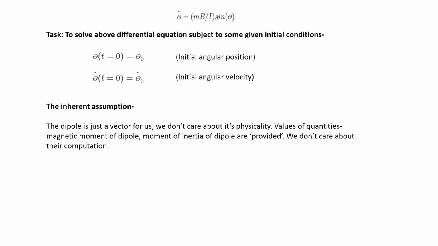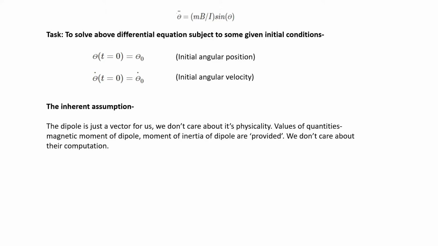So before we do that, it is also important to note an inherent assumption about this simulation we are going to do. It is as following, that the dipole is just a vector for us. We don't care about its physicality. Values of quantities like magnetic moment of dipole and moment of inertia of dipole are provided. We don't care about their computation. That is, m and I are just given numbers. They'll be provided. You don't care how to calculate them.